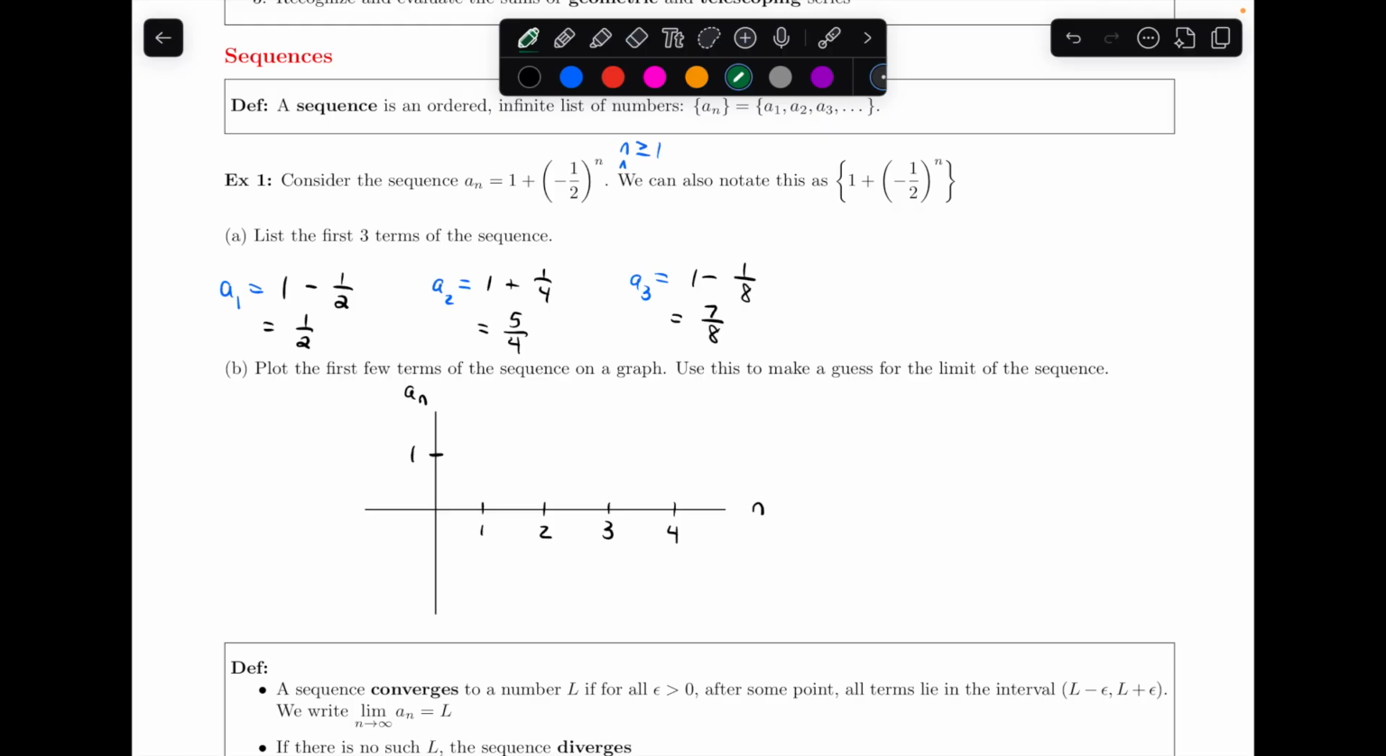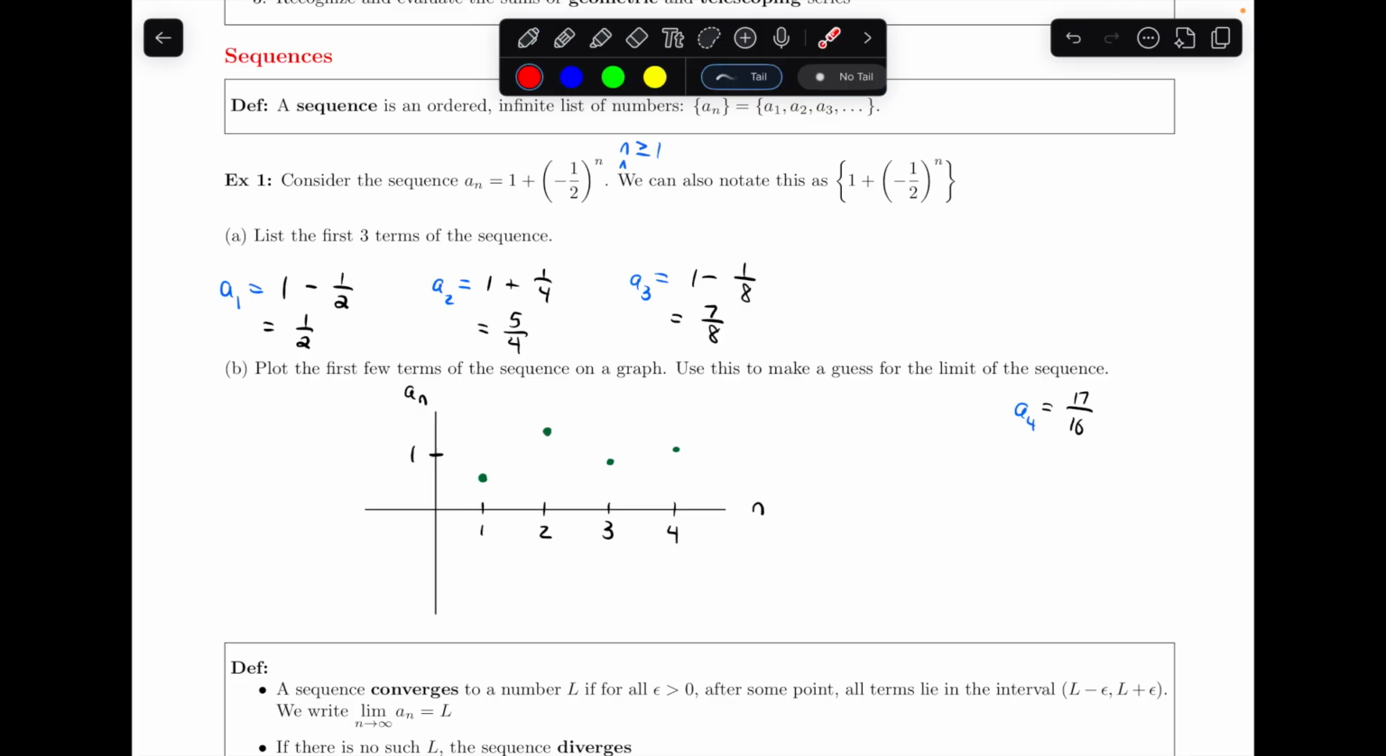And I know a sub 1 is 1/2, so when n is 1, the output's 1/2. When n is 2, the output's 5/4, which is bigger than 1, so I should draw something above 1. And then when I plug in 3, I get 7/8, which is below 1, but it's closer to 1 than this value was. If I kept going, A4 turns out to be 17/16. I'll get 1 plus 1/16. So that's now above 1, but even closer to 1.